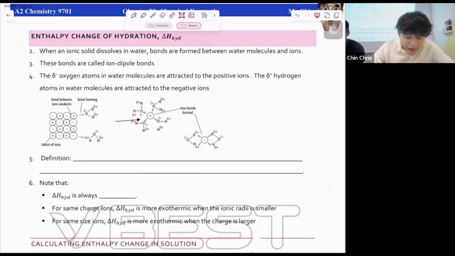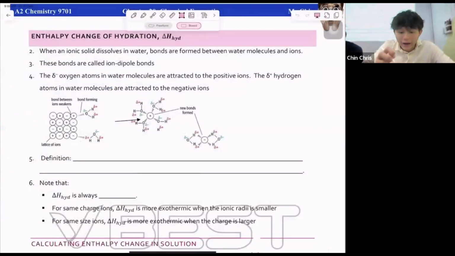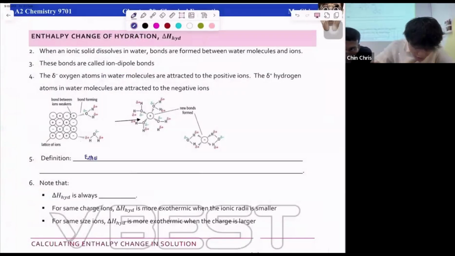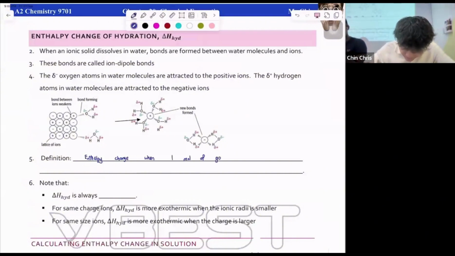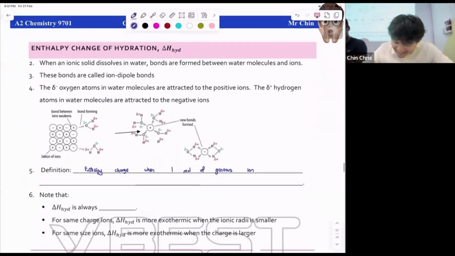All right, guys, now let's look at hydration. For the value of hydration, the definition is the enthalpy change when 1 mole of gaseous ions dissolve in sufficient water.